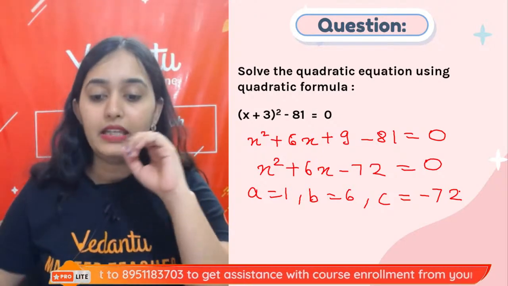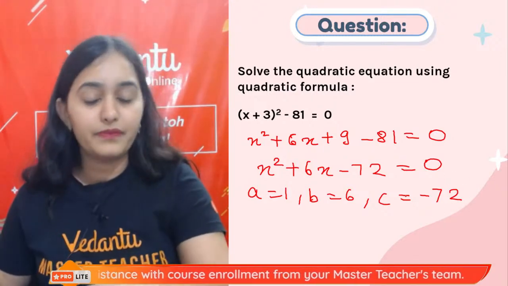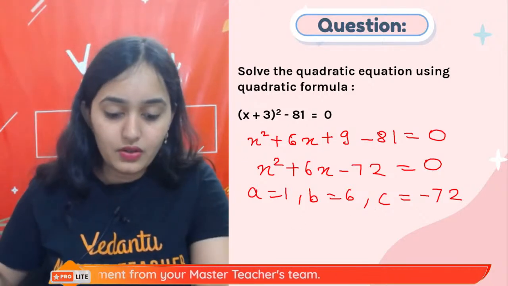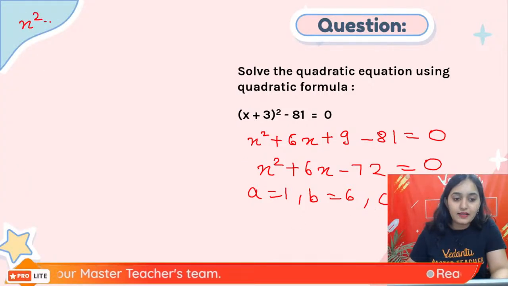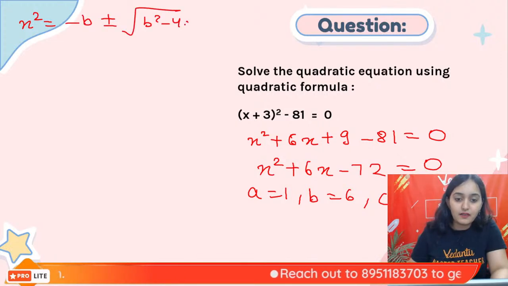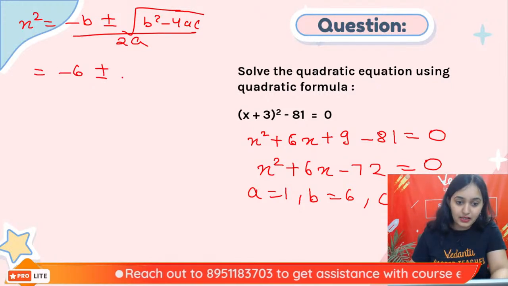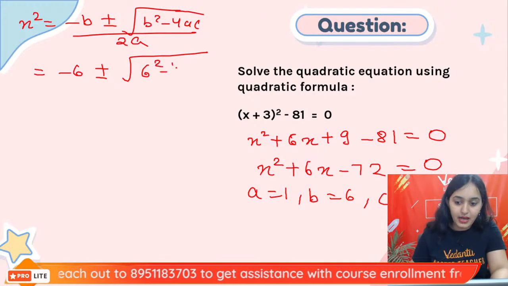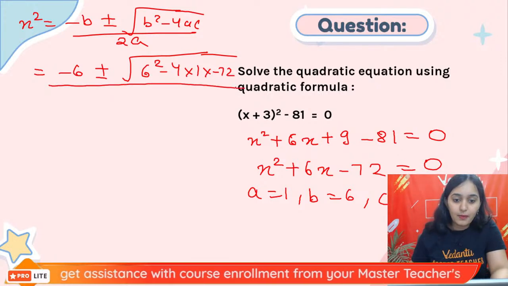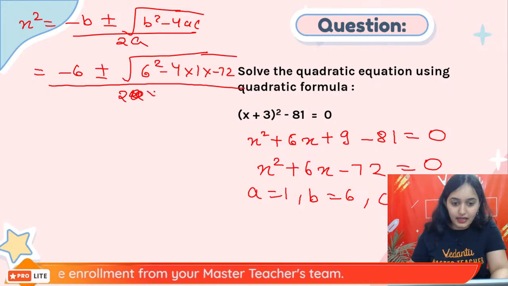Okay. Yes, so A is coming 1, B is coming 6, C is coming minus 72. Yes, very good. Now let us solve it further. It will be x is minus b plus minus root over b square minus 4ac upon 2a. So it is minus 6 plus minus root over 6 square minus 4 into 1 into minus 72 whole upon 2a. What is a? A is again 1.